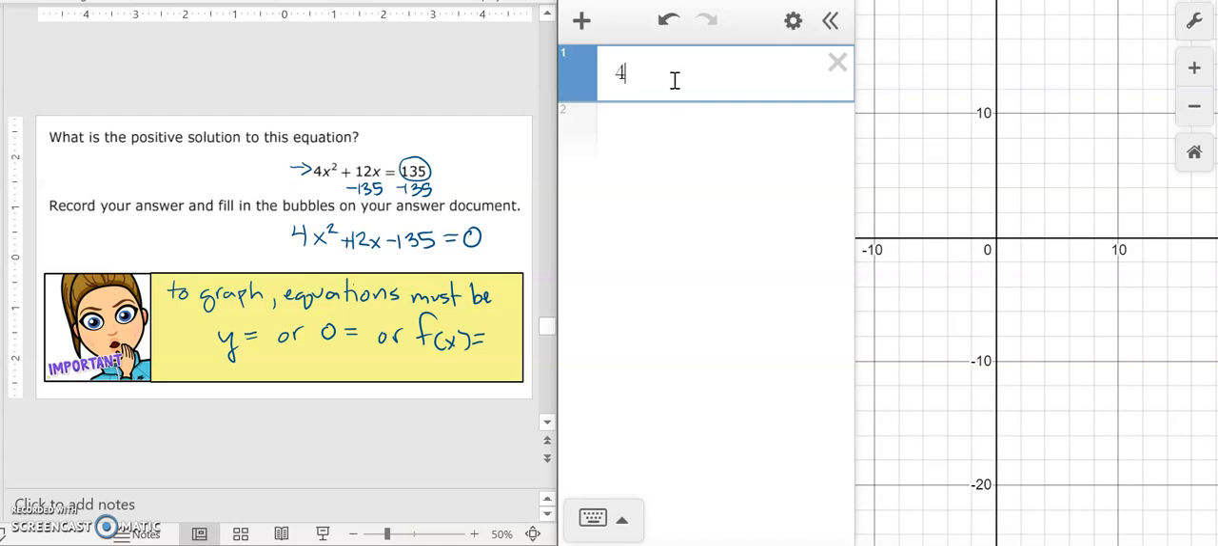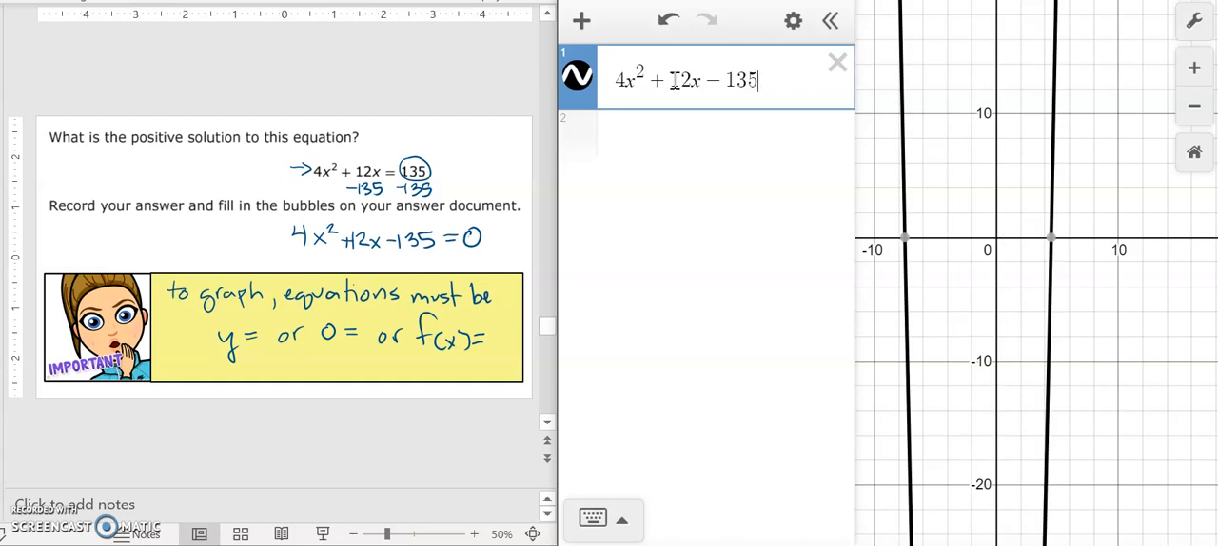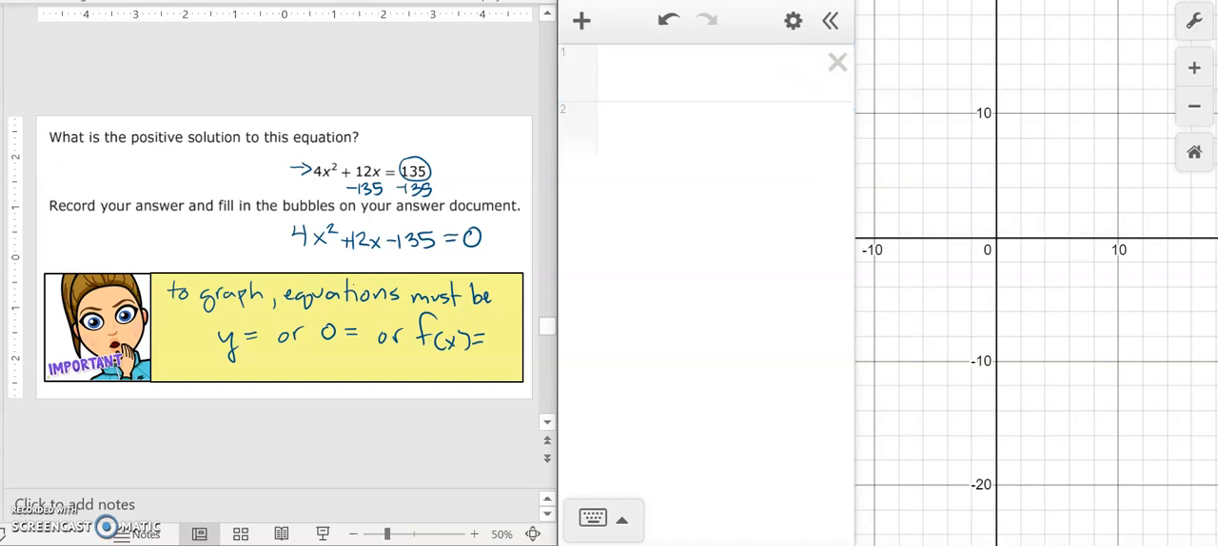So I'm just going to type in my equation, 4x squared plus 12x minus 135. Notice I didn't even have to put the equals 0. It automatically does this for me. If I click on those x-intercepts, it gives me the coordinates. That's negative. It wants the positive solution, so my positive solution would be 4.5. So that's one way that you can use Desmos to help you.